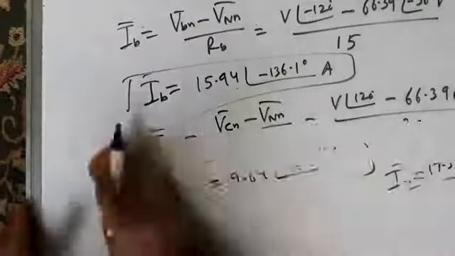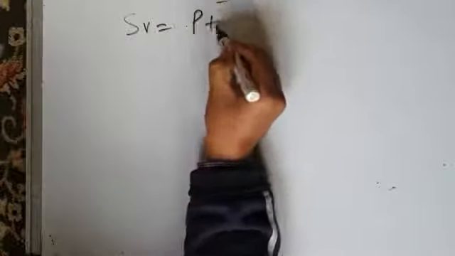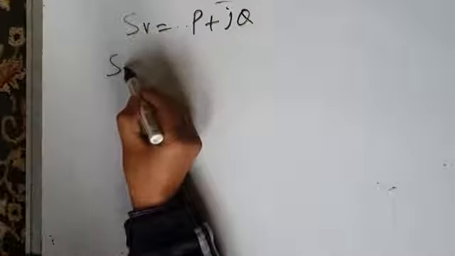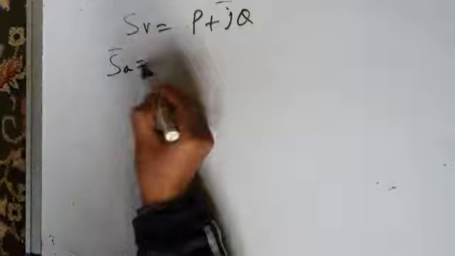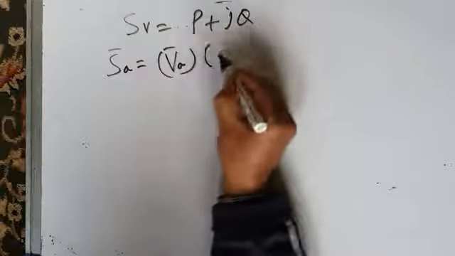So this is part B of the problem. In part C, you have to find vector apparent power. It is given to us to find out vector and arithmetic apparent power and comment upon the results. So what is vector apparent power? It is P plus JQ. So first of all we will find SA, the apparent power associated with phase A, that is VA into IA star.